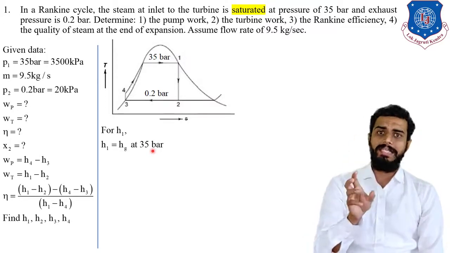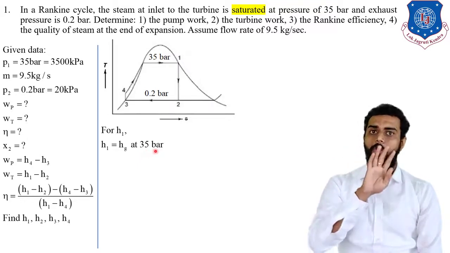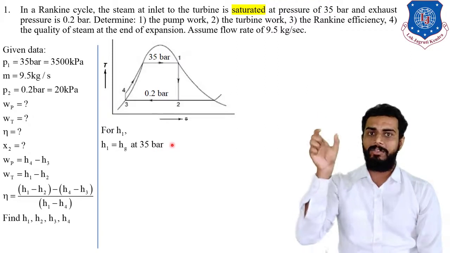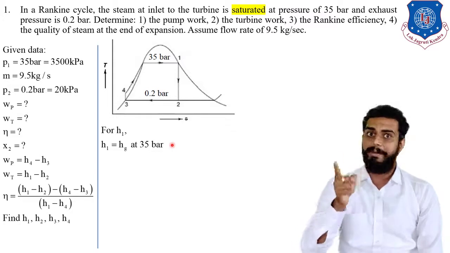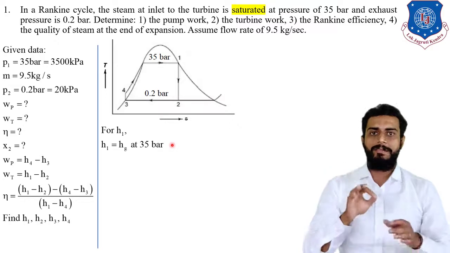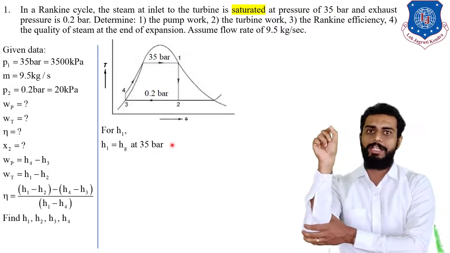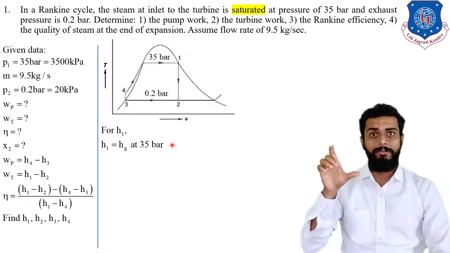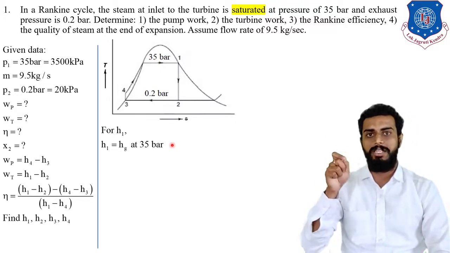Now H1 is equal to Hg at which pressure? 35 bar. So now you will open the steam table. In that steam table you will find the pressure based table. You will first open the pressure based table, not the temperature based table. So sir, what is the pressure based table? Simple. Pressure based table means on the steam table it will be written in brackets, that is, pressure table. So you will find that table. Also you can refer to the lecture on how to read the steam table, which is already uploaded on the playlist.